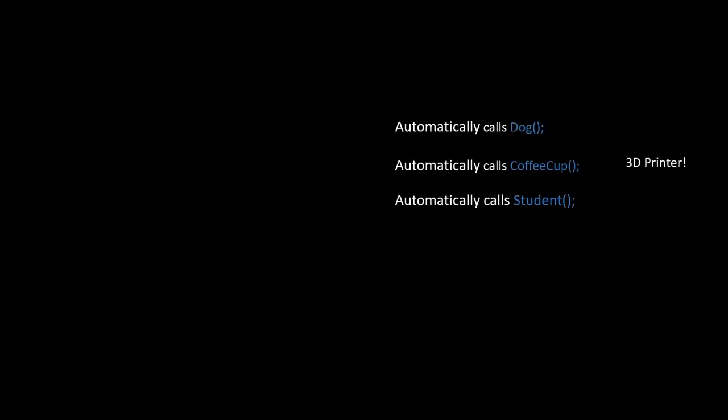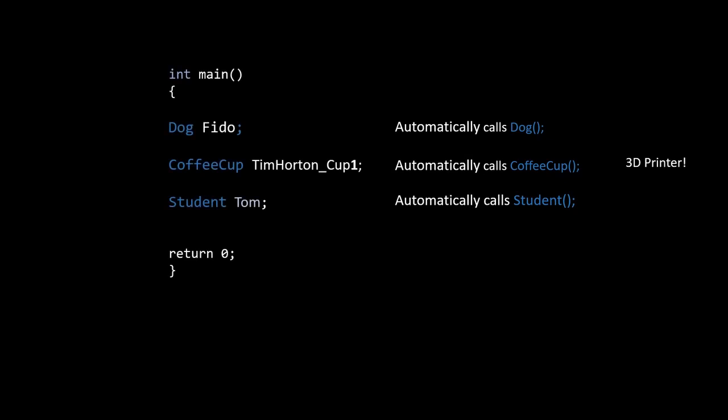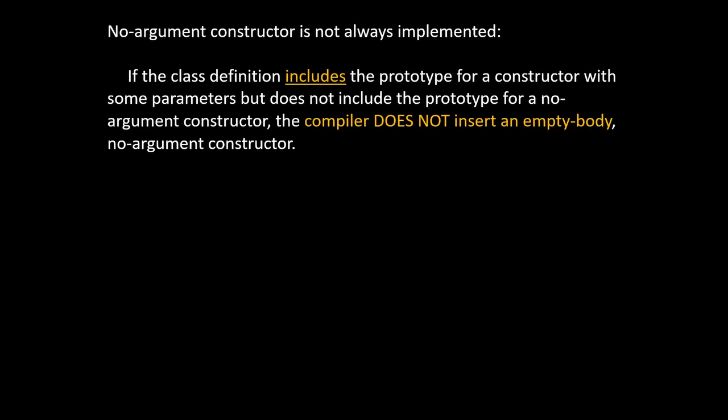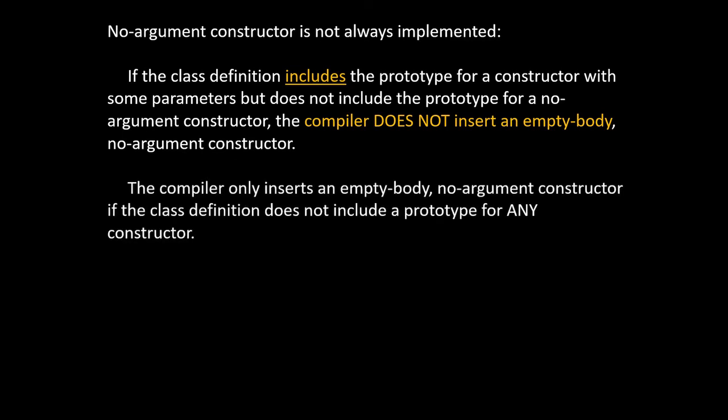And here's an example. In main, I've got dog, Fido. Coffee cup, Tim Horton Coffee Cup 1. Student, Tom. No argument constructor is not always implemented. If the class definition includes the prototype for a constructor with some parameters, but does not include the prototype for a no argument constructor, the compiler does not insert an empty body no argument constructor. The compiler only inserts an empty body no argument constructor if the class definition does not include a prototype of any constructor.